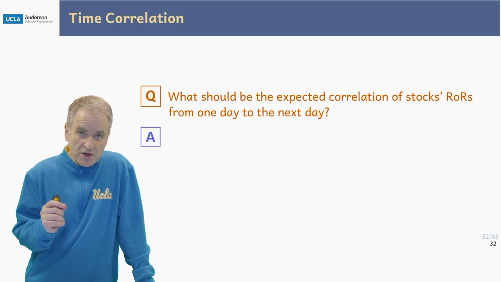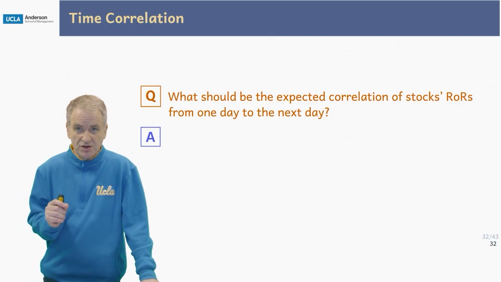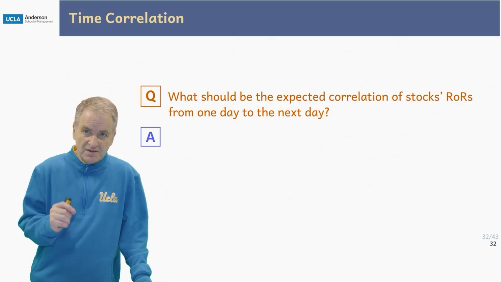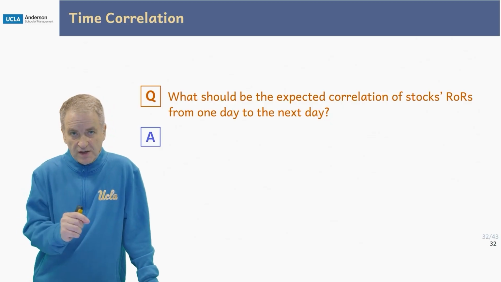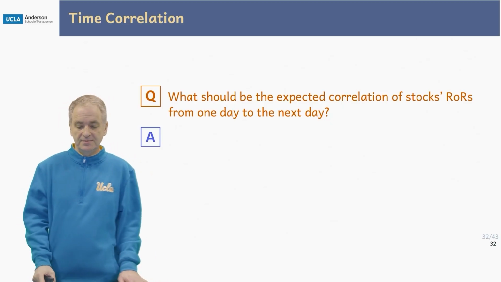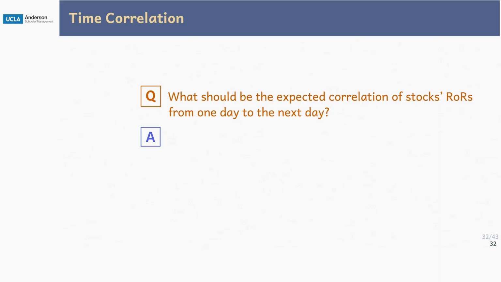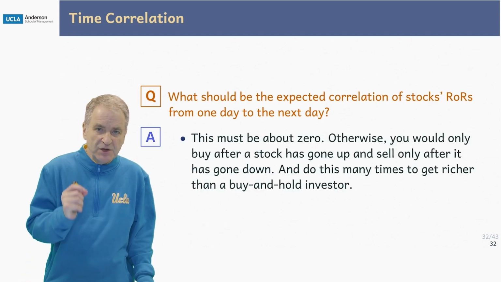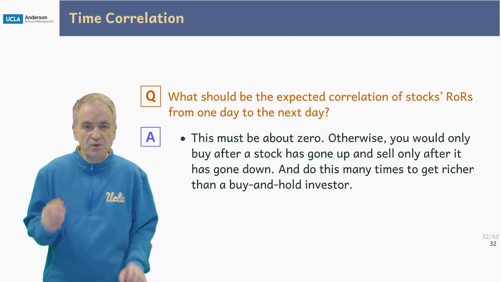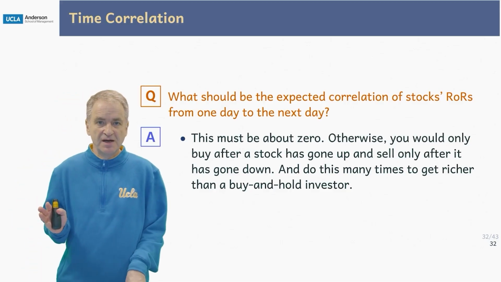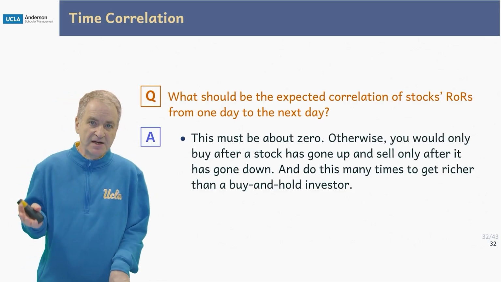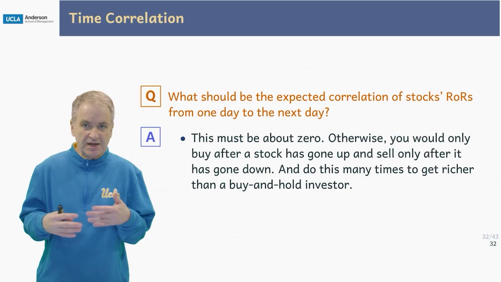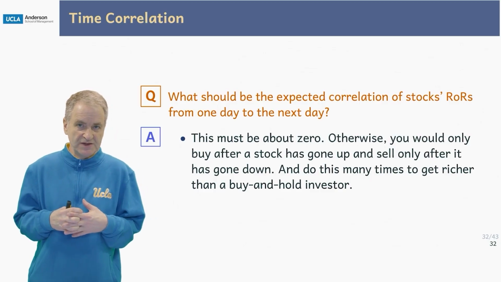Here it is. What should be the expected correlation of one stock's rate of return from one day to the next day? Please pause this video now, answer the question on a piece of paper, and then continue. It's got to be about 0. Otherwise, you would only buy after a stock has gone up and sell only after it has gone down. And if you do this many, many times, you would get richer than a buy and hold investor.